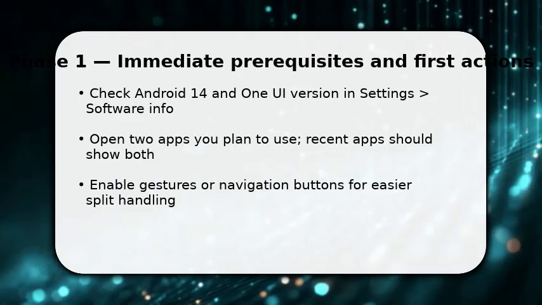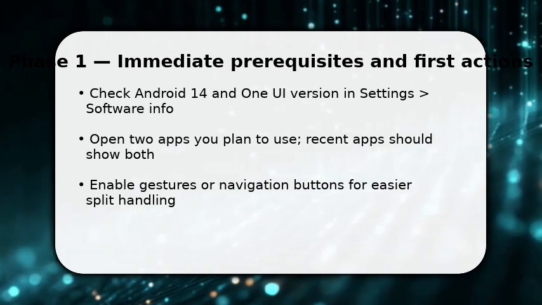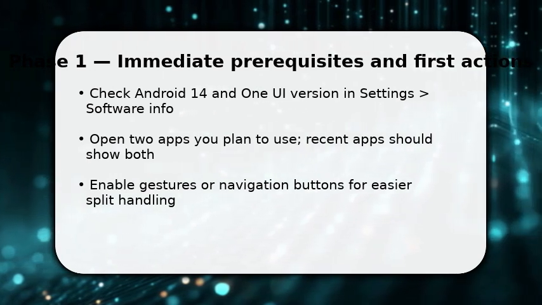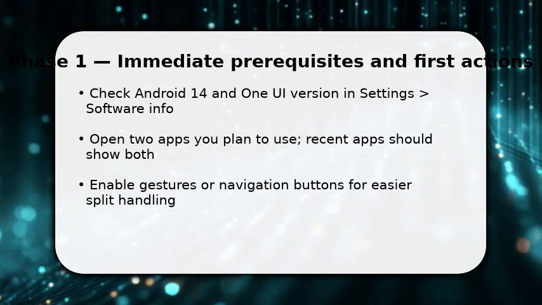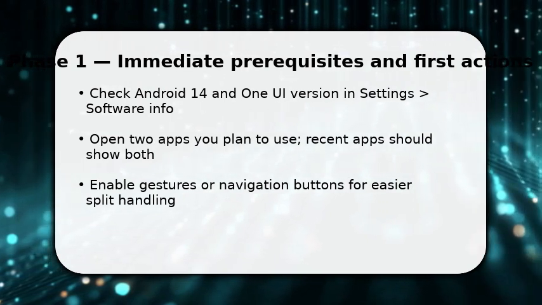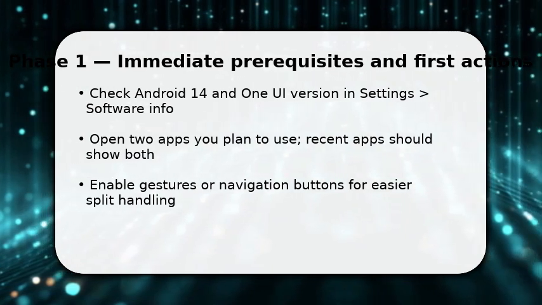You start by confirming the software and the two apps you'll split. This prevents unexpected behavior. Once done, open the first app, then the second so both appear in recent apps. You should also make sure navigation mode is one you prefer, gestures versus buttons, because that changes the swipe to split action.